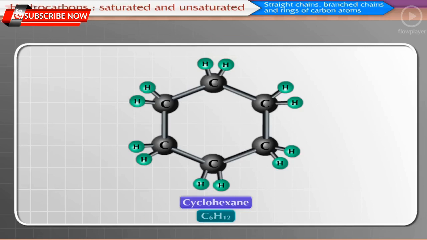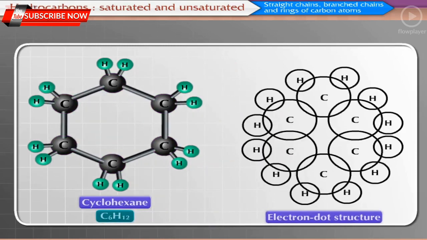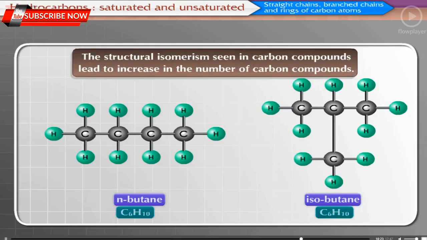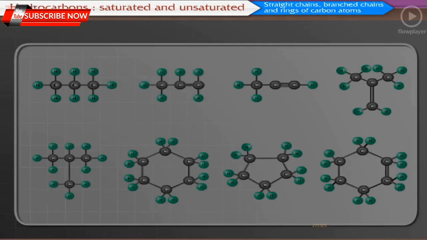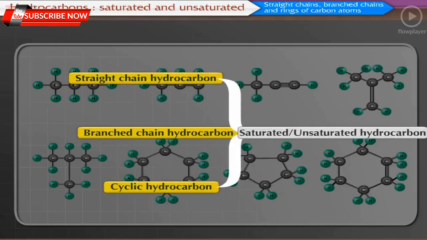For example, the molecular formula of cyclohexane is C6H12, and its structural formula contains a ring of 6 carbon atoms. In the electron dot structure of cyclohexane, electrons of carbon atoms are represented by dots, and electrons of hydrogen atoms are represented by crosses. In this way, structural isomerism seen in carbon compounds leads to an increase in the number of carbon compounds. All types of carbon compounds, whether straight chain, branch chain or cyclic, can be saturated or unsaturated.